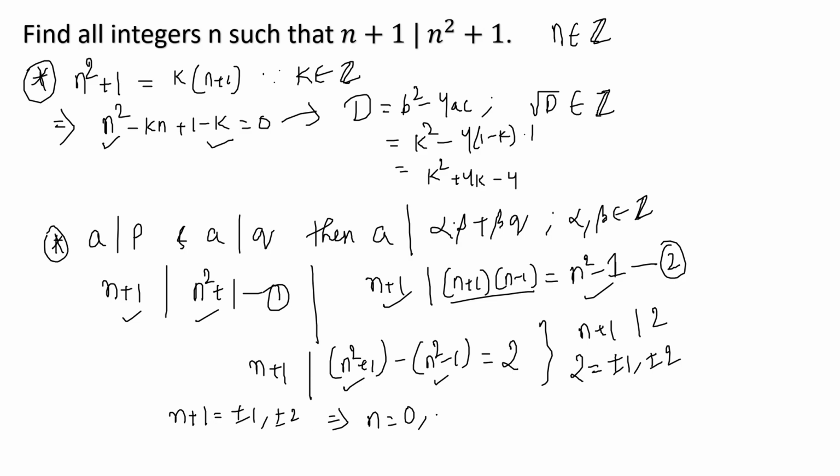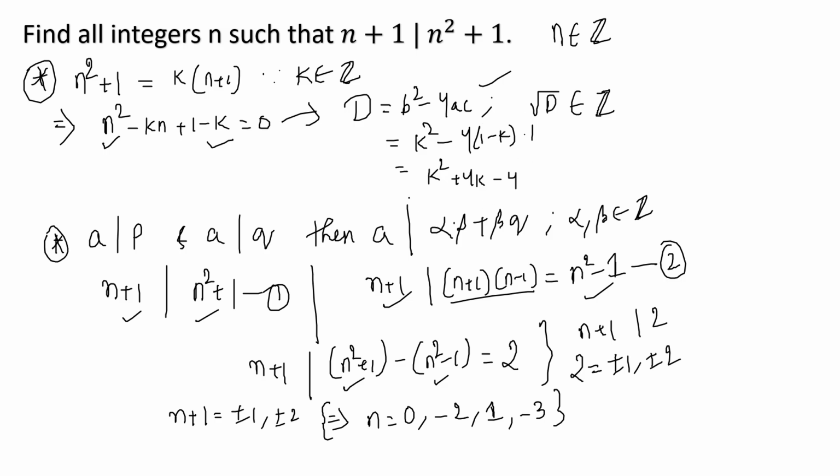If n plus 1 is minus 1, n becomes minus 2. Similarly, if n plus 1 is 2, n becomes 1. And if it is minus 2, n becomes minus 3. So these are the four values of n which satisfy our given problem, and we have solved this problem completely.